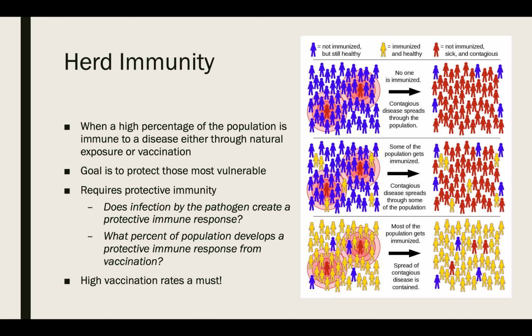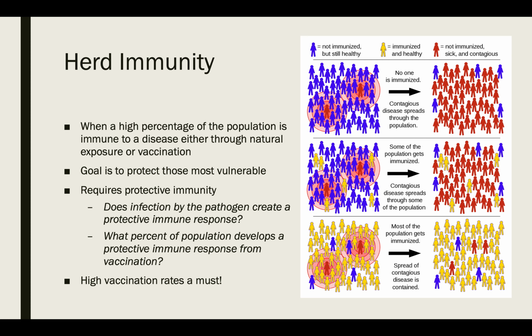Also, if we're thinking about herd immunity developed through natural infection, it would require a high percentage of the population to get the disease. So if it's something deadly, a larger number of people are going to die if we're trying to get there through natural infection than if we are through vaccination.